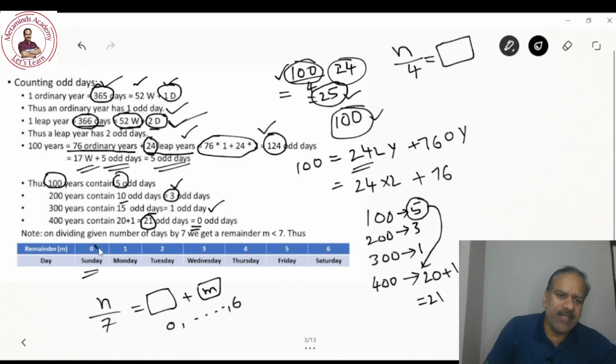So if the remainder is 0, the day is Sunday. The remainder is 1, the day is Monday. Remainder is 2, the day is Tuesday, like that. Remainder is 6, day is Saturday, right? So 0 Sunday, 1 Monday, 2 Tuesday, 3 Wednesday, 4 Thursday, 5 Friday, 6 Saturday. You can remember like this.